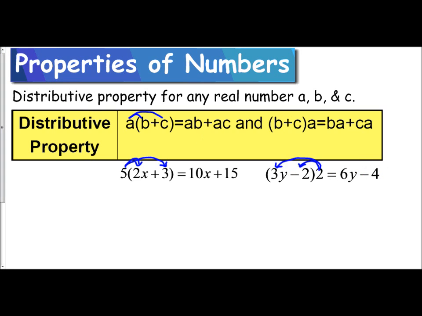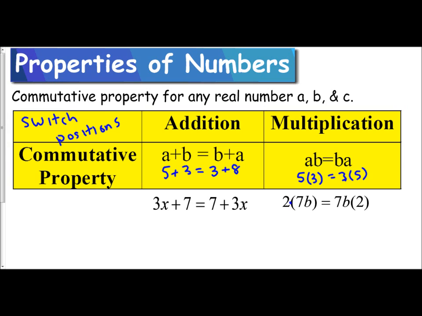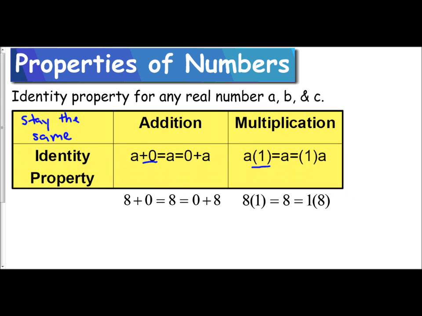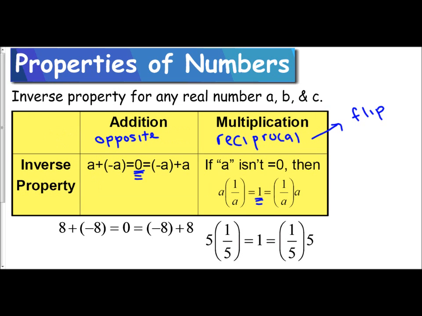So these are our properties of numbers that we're examining. We have the commutative property, which dealt with switching positions, the associative property, which dealt with changing how we group numbers together, the identity property, how values stay the same when you're doing addition or multiplication, the inverse property, the opposite for addition, the reciprocal for multiplication, and the distributive property.